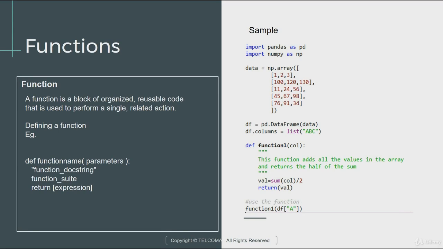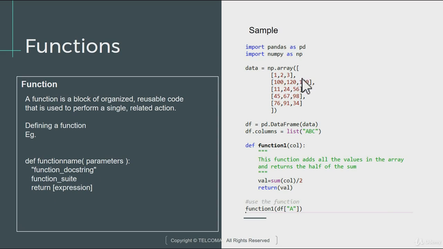Before we start with data visualization, there's one small topic that I would like to address, and that will be useful going forward. Functions. I'm sure you've already heard about this, but let's take a minute to revise a few things. A function, in a nutshell, is a block of organized, reusable code that is used to perform a single related action. Now, the syntax of Python will be def, the function name, the couple of parameters that we would require, the function suite, and finally return something if required.